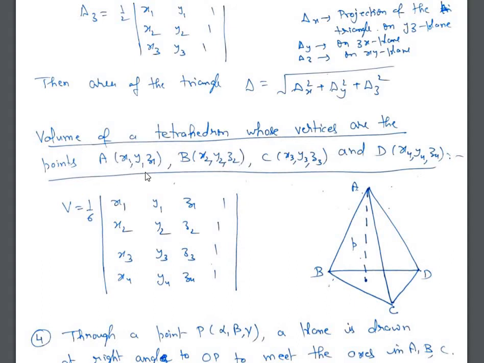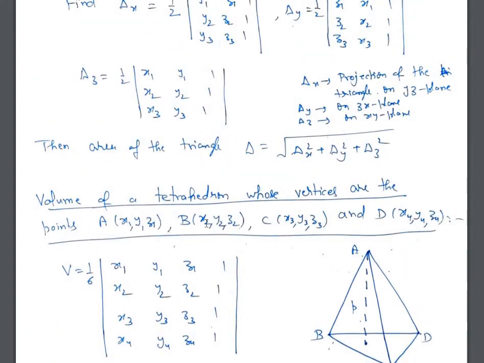Okay. Volume of the tetrahedron whose vertices are the points A, B, C, D. Coordinates of A are x1, y1, z1. Coordinates of B, x2, y2, z2. Coordinates of C, x3, y3, z3. And coordinates of D are x4, y4, z4. So the volume of this tetrahedron is given by V = 1/6 times the determinant of rows (x1, y1, z1, 1), (x2, y2, z2, 1), (x3, y3, z3, 1), (x4, y4, z4, 1). Okay, now let's take 2 examples based on these 2 results.